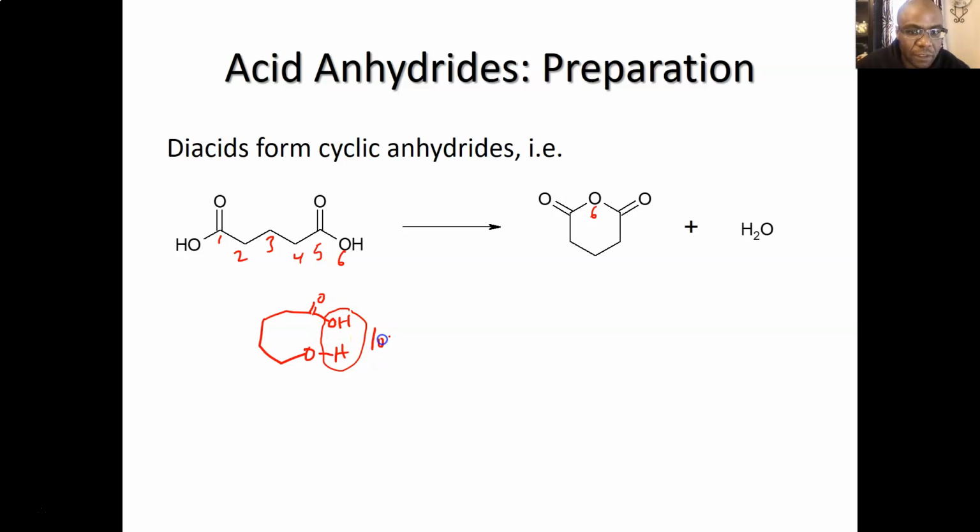This is lost as water, and then this oxygen will be bonded to that carbonyl to close it. Of course, there's another carbonyl here, so this oxygen will be bonded to that carbonyl. You close the ring. That's the shortcut again for making this anhydride, cyclic anhydride.